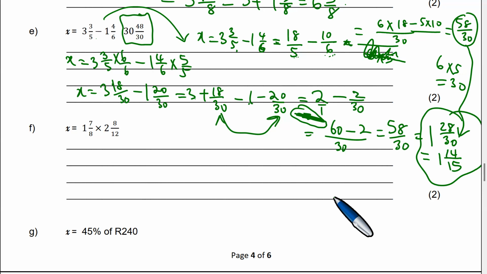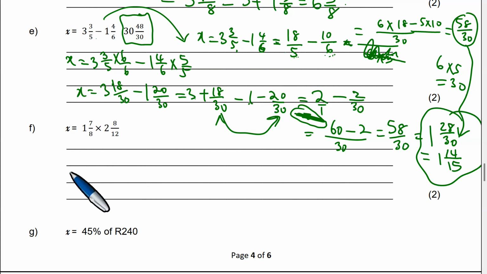58 out of 30? Yes. Is that 58 times 30 or 58 divided by 30? We did that, 58 divided by 30. So if you get 6 by 18 minus 5 by 10, you get 58. Check that. 6 by 18 minus 5 by 10 is 58 by 18. Okay, yeah, we got that. Okay, do F, please.